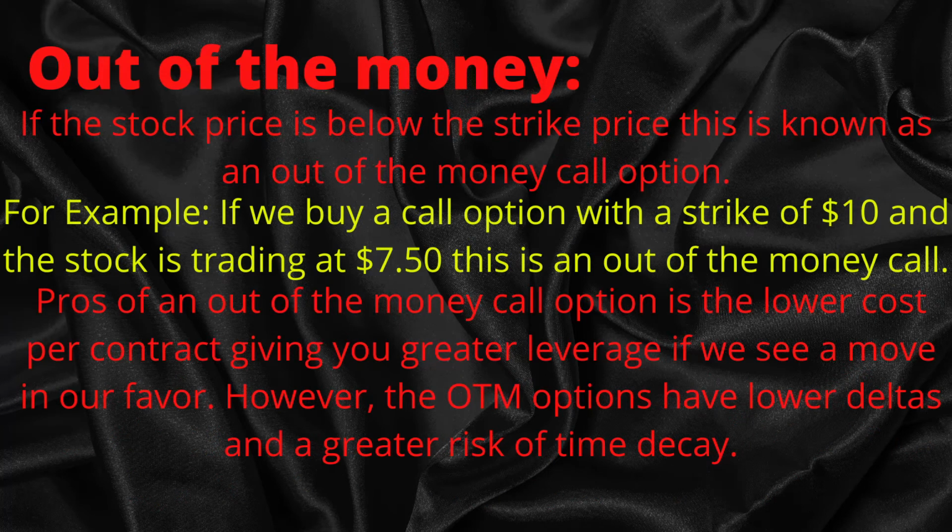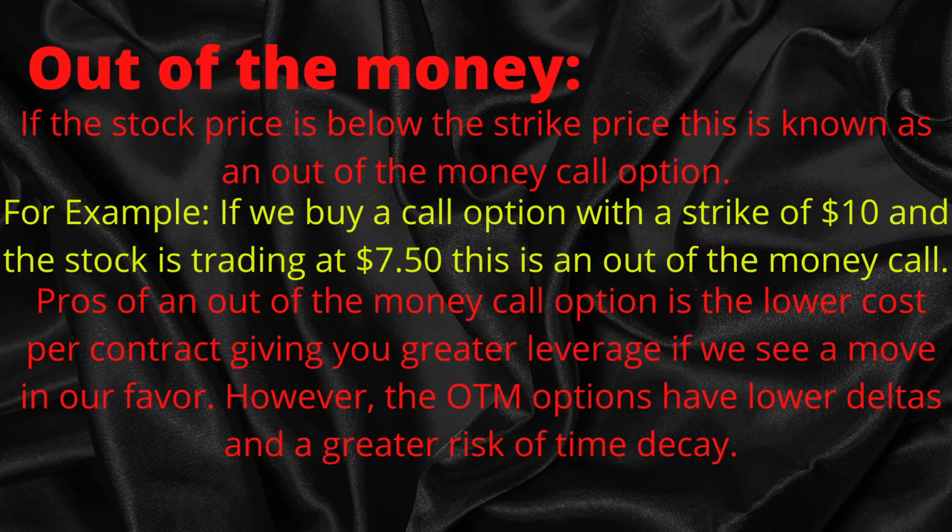And second, we have an out of the money call option. An out of the money is if the stock price is below the strike price. This is known as an out of the money call option. For example, if we buy a call option with a strike price of $10 and the stock is trading at $7.50, this is an out of the money call. The pros of an out of the money call option are the lower cost per contract, giving you greater leverage if we see a move in our favor.